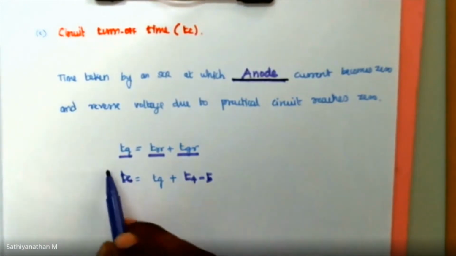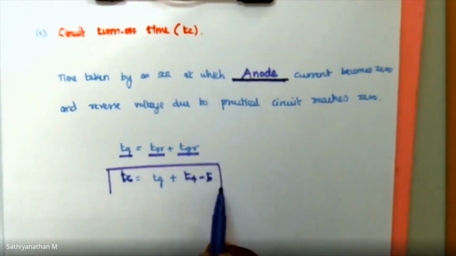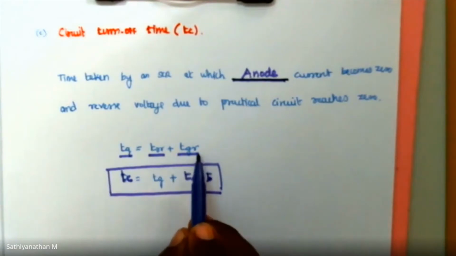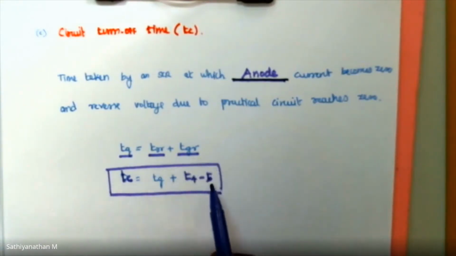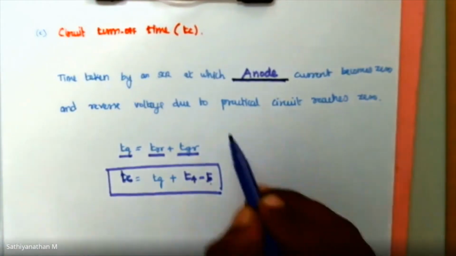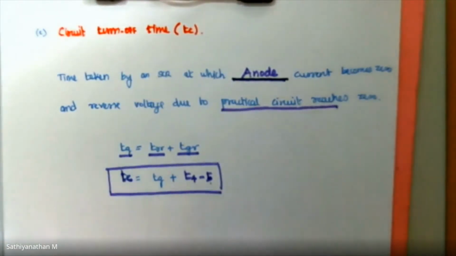So we can classify this as the reverse recovery time, the gate recovery time, and the time taken for the entire circuit to come to its original position, that is, zero value. The practical circuit of an SCR will come to zero position during this interval.